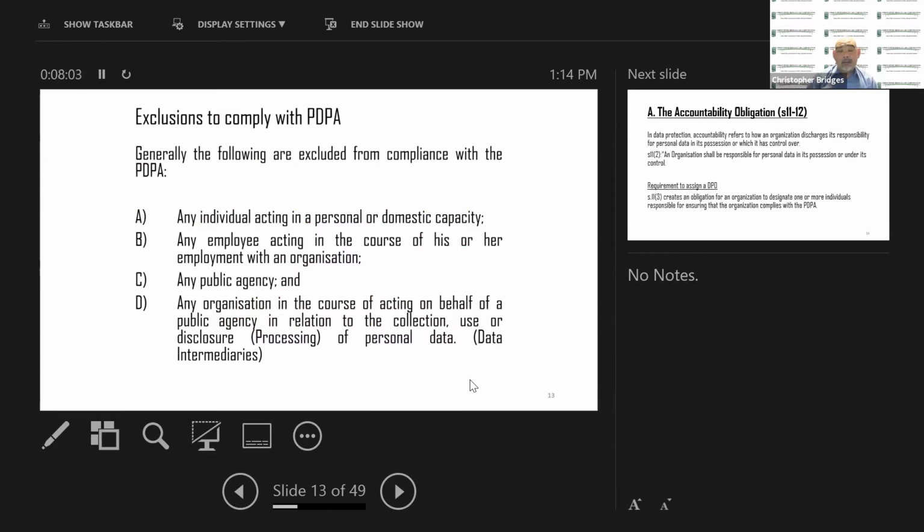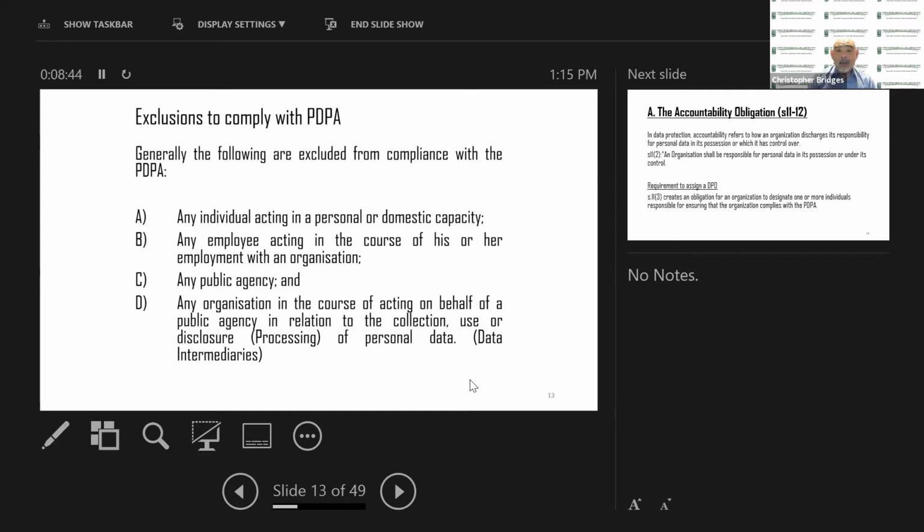The exclusions from having to comply with the PDPA: any individual acting in a personal or domestic capacity. Domestic here means family relationships. An employee acting in the course of his or her employment with the organization. In such cases, unless the employee knowingly exceeds the authorization and breaches the authorization, generally the employee will not be covered under the PDPA. However, if the employee does cause a breach through his carelessness or negligence, the organization will be taken to task only.